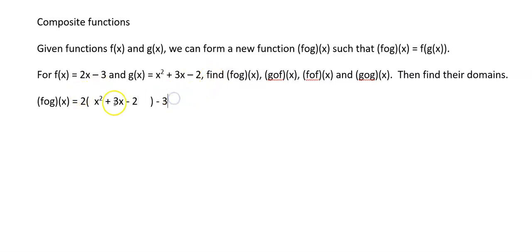Now, all we have to do is clean this function up. So let's distribute this 2 through the parentheses. We'll have 2x squared, and then let's see, we'll have 6x and then minus 4. And then we still have the minus 3 that's on the outside of the parentheses. And let's add the minus 4 and the minus 3, and we'll be done with this function. All right, and that's it. Minus 4 minus 3 is minus 7. And then we're done.